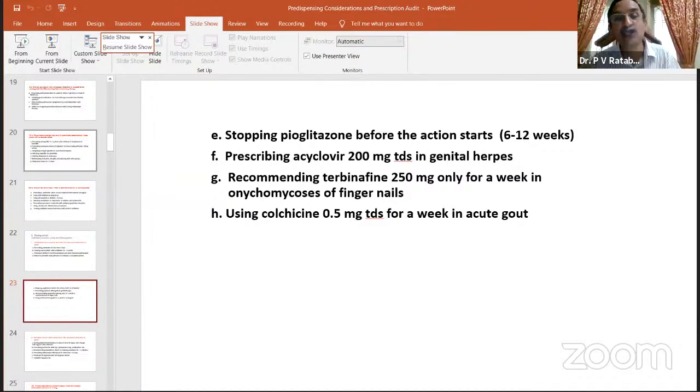So fungal infection of fingernails, which is called onychomycosis, is a very rigid and resistant infection. It requires at least 6 months of terbinafine treatment. So if you find a prescription where terbinafine is prescribed only for 1 week, then it is a wrong prescription. It is an underdose. So you can be a very good counselor.